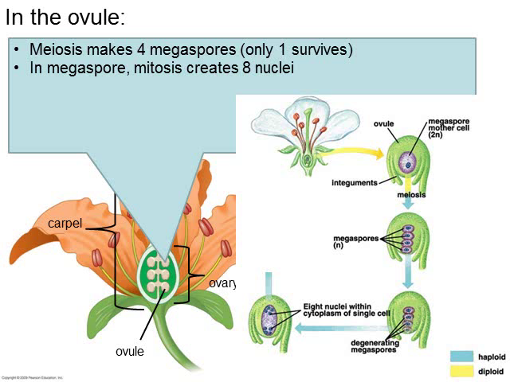Well, why are there eight nuclei? Let's see what happens with these eight nuclei. One of those eight will combine with a sperm to make a zygote.